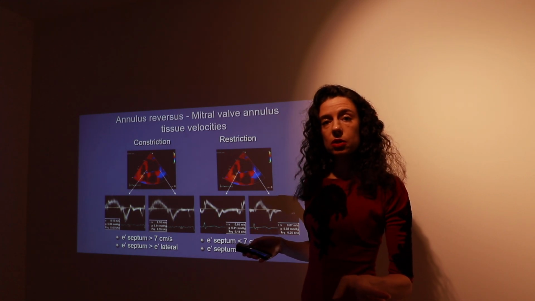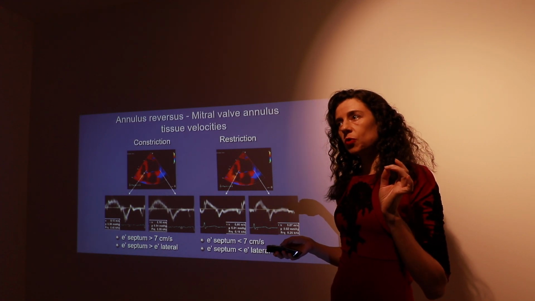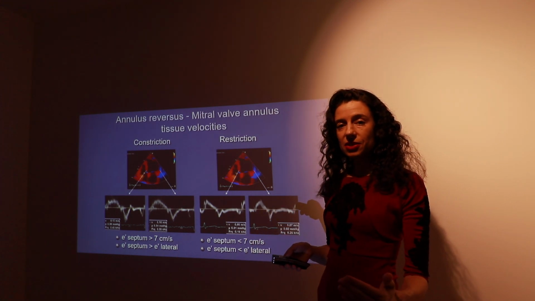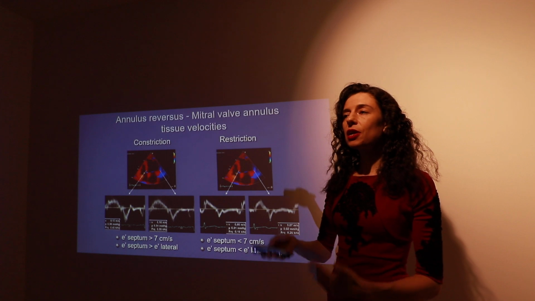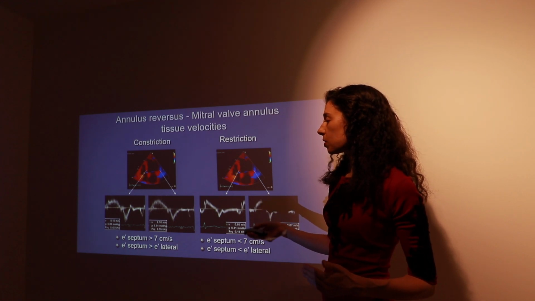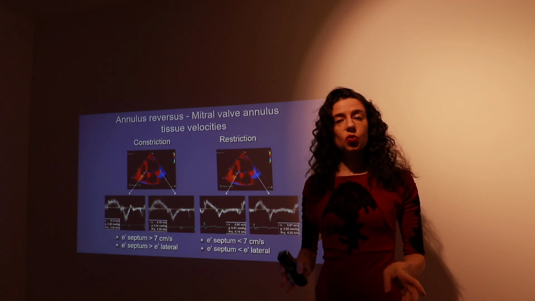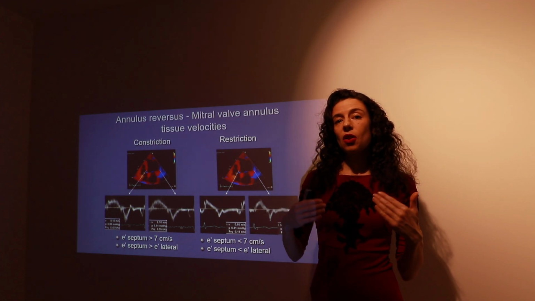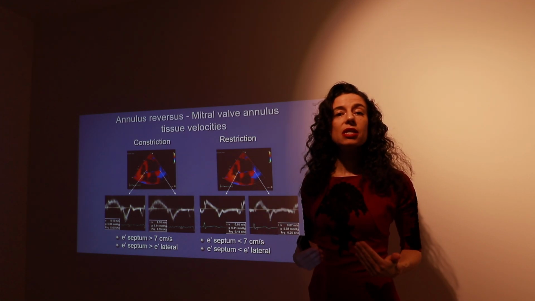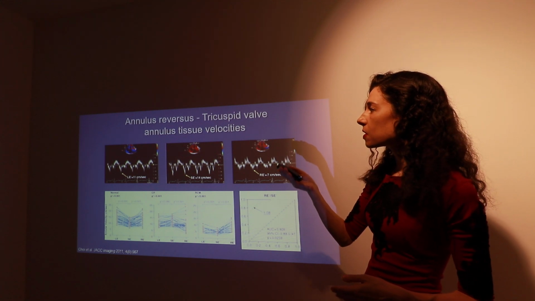Here it is a pericardial disease, so the myocardium in the septum is not diseased, and we have a normal E prime septum velocity of more than 7 centimeters per second, and we have a reversal of the E prime velocity ratio between the septum and the lateral wall. Why is it so? Because the lateral wall is adjacent to the diseased pericardium, and the velocity of the lateral wall suffers from the diseased pericardium, and so E prime is reduced because of the diseased pericardium, and this is the so-called annulus reversus phenomenon.